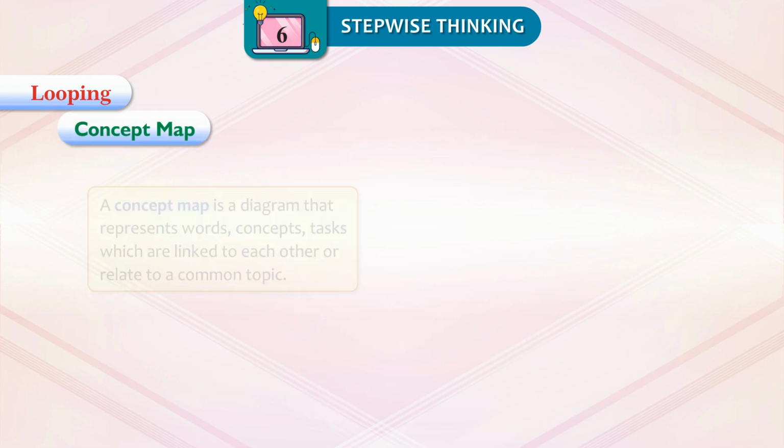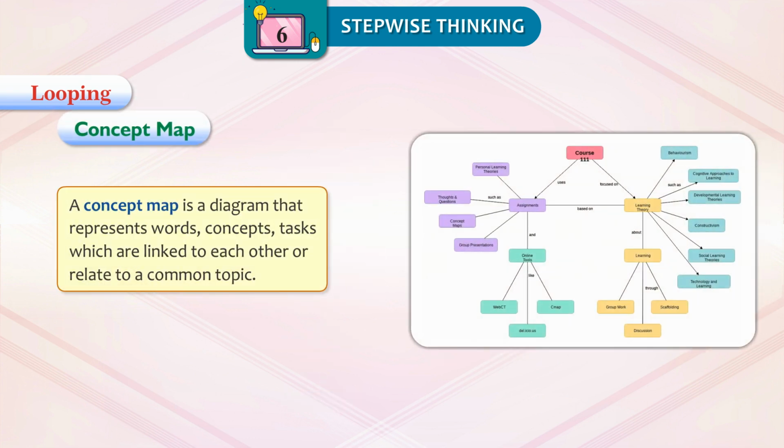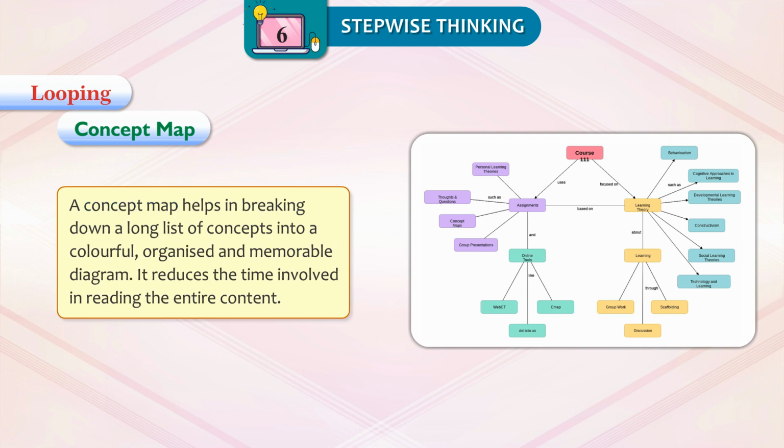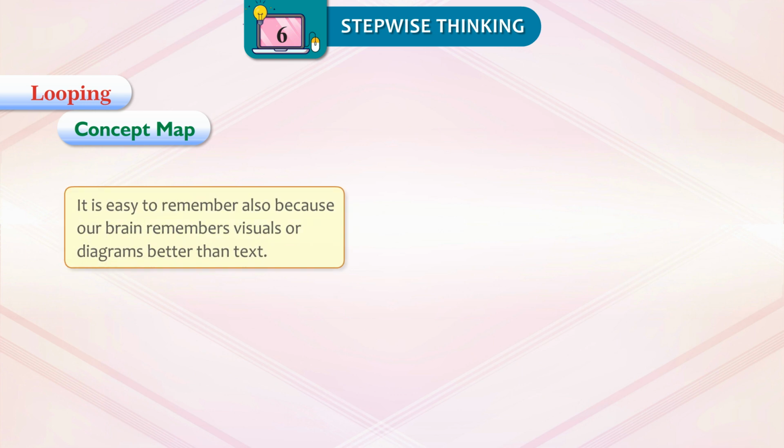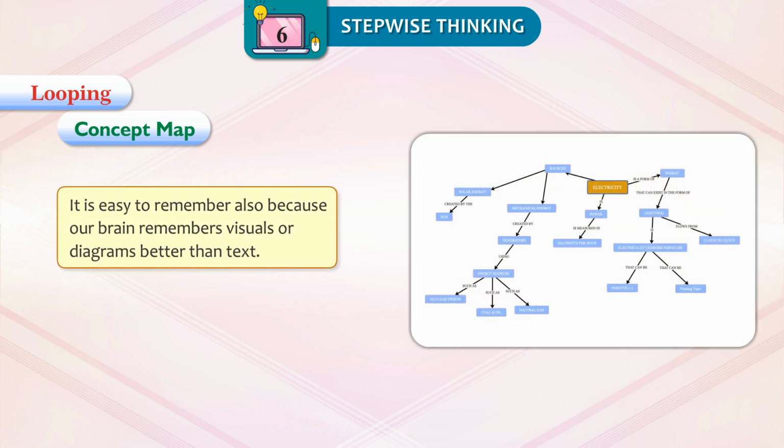Concept map. A concept map is a diagram that represents words, concepts, tasks, which are linked to each other or relate to a common topic. A concept map helps in breaking down a long list of concepts into a colorful, organized, and memorable diagram. It reduces the time involved in reading the entire content. It is easy to remember also because our brain remembers visuals or diagrams better than text.